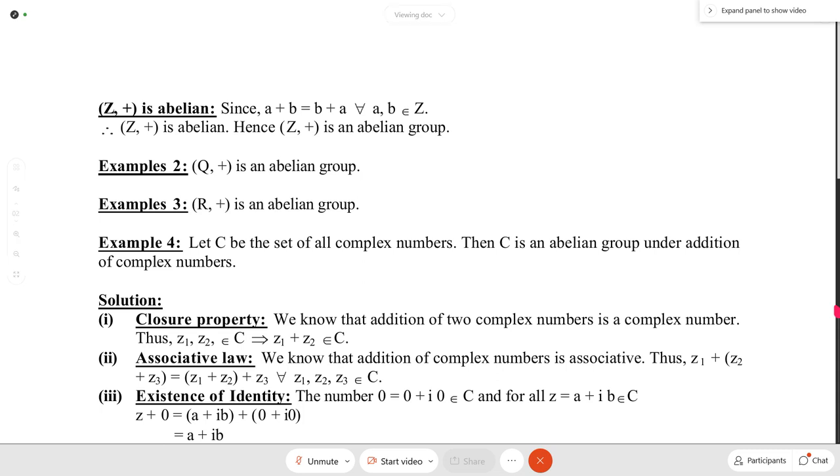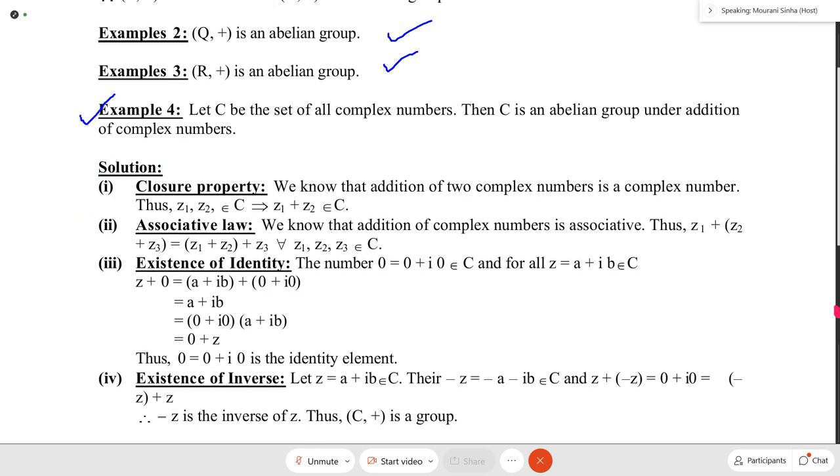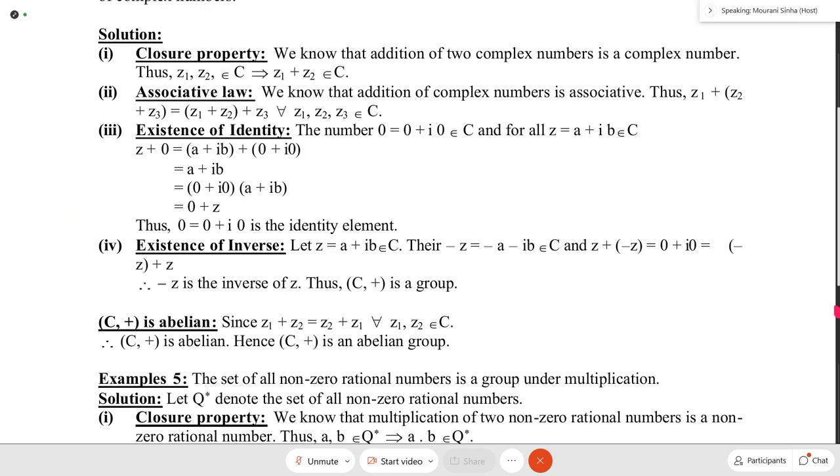Then we have some solved examples like Q plus is an abelian group, R plus is an abelian group. Example 4: the set of complex numbers C under addition of complex numbers. They have shown you the closure property, identity, associative, inverse, all. So just go through this.